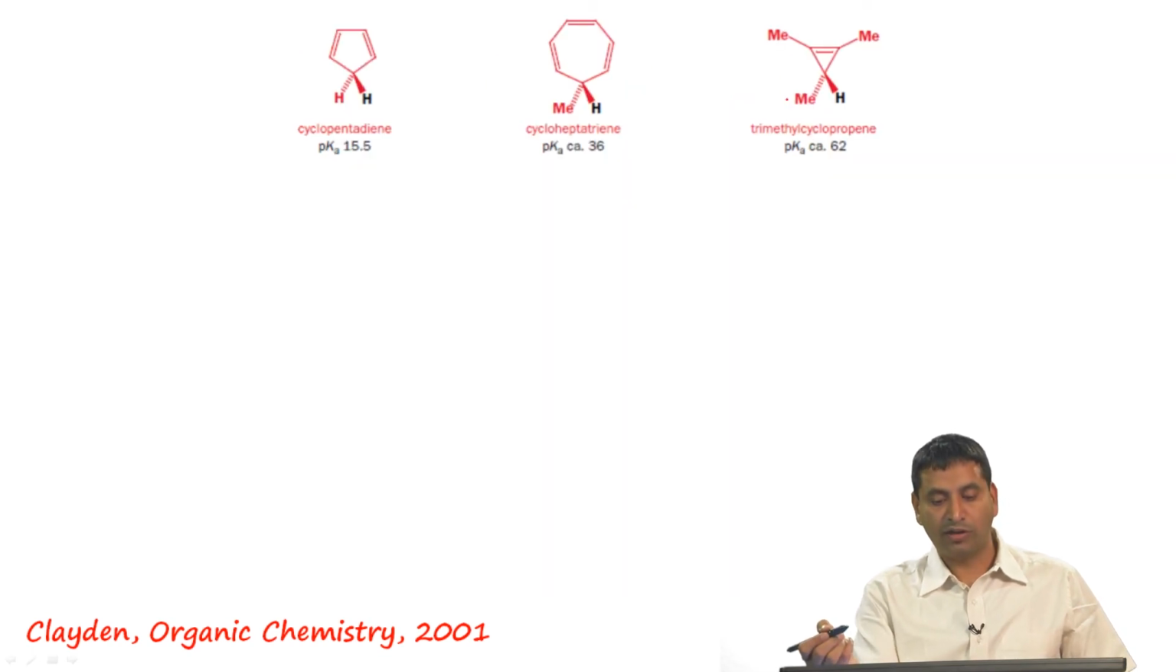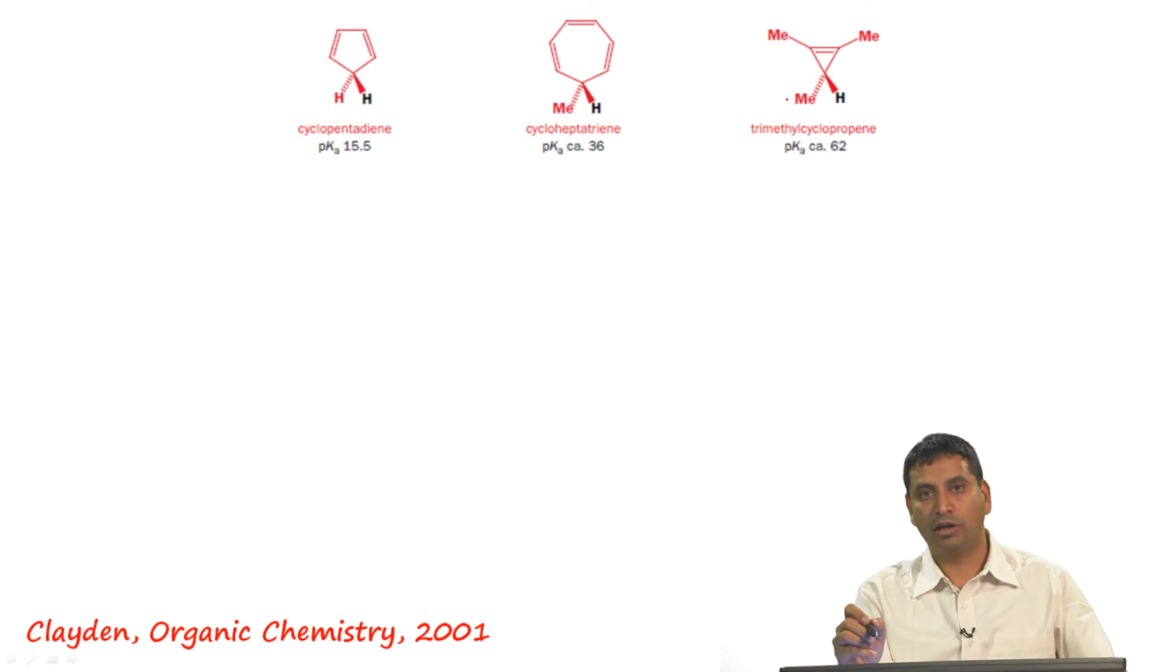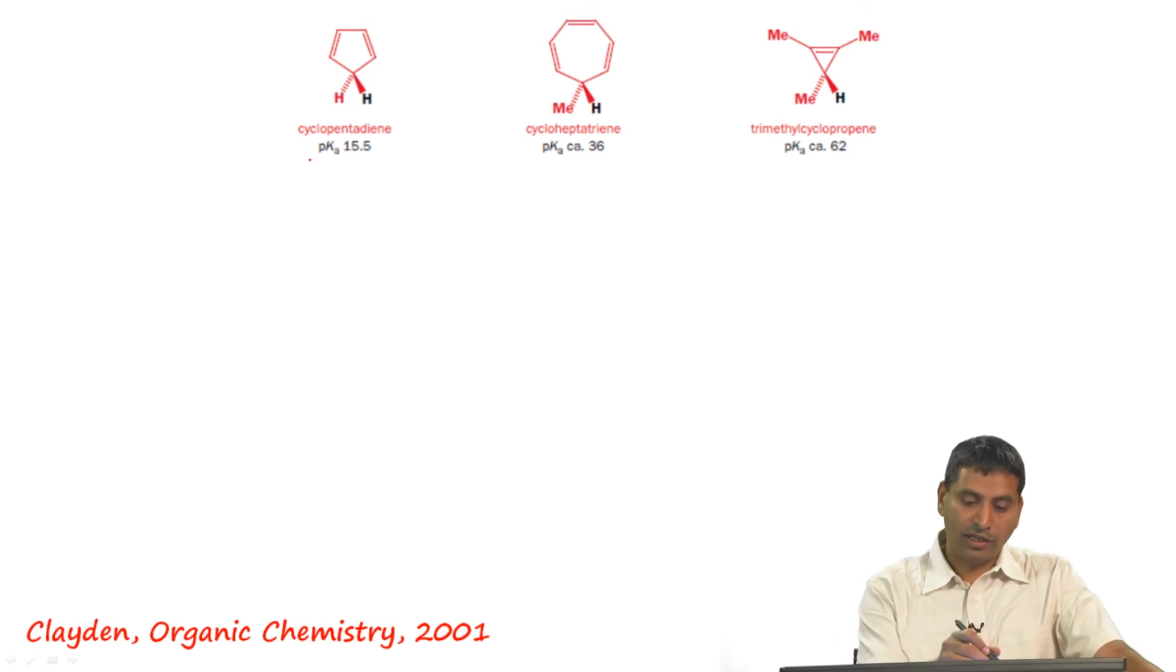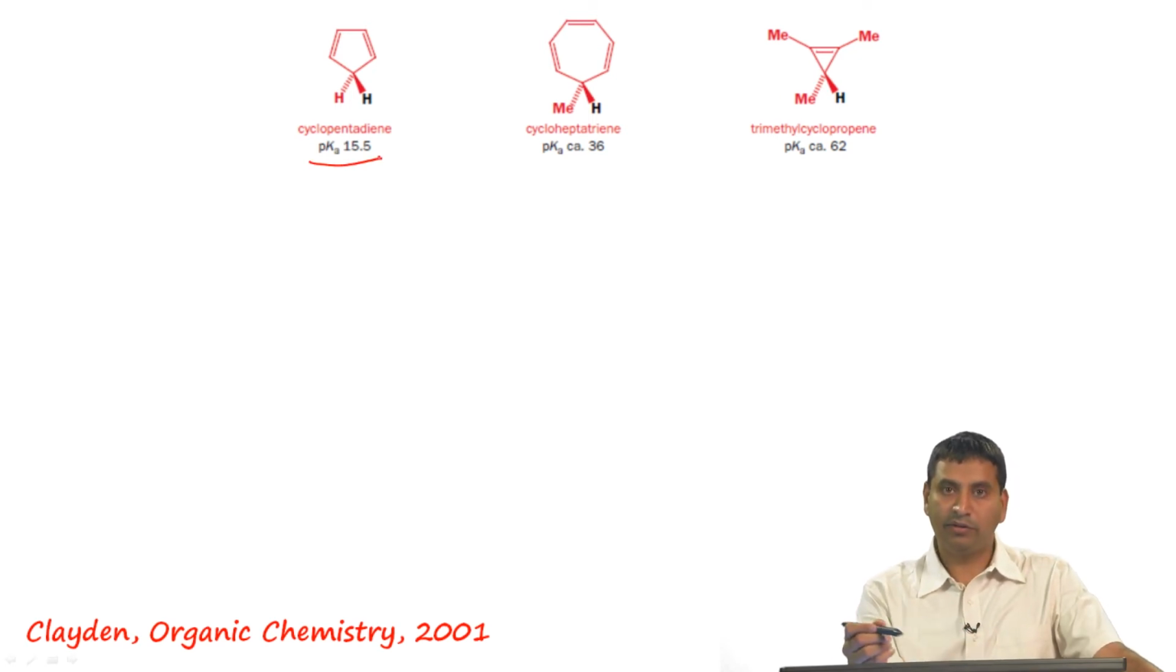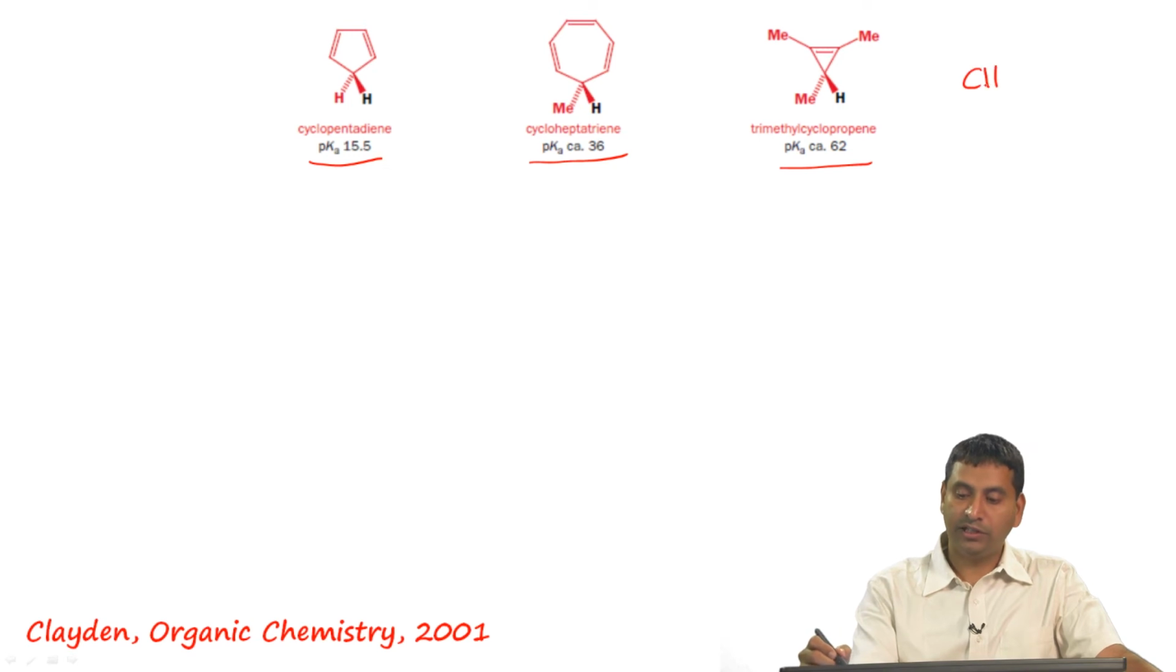Let us look at one more example. Here is an example of a carbon acid. If you take cyclopentadiene, the pKa is 15.5, whereas in the case of cycloheptatriene, the value is 36, and trimethyl cyclopropene is 62. To put these numbers in perspective, CH3, the value is somewhere between 40 to 50.